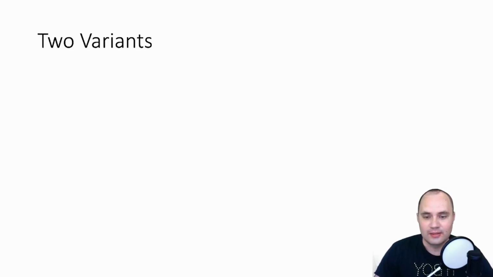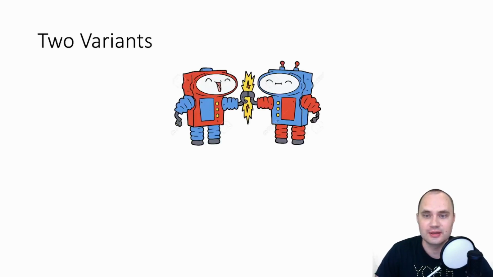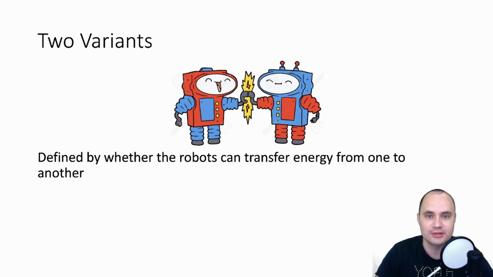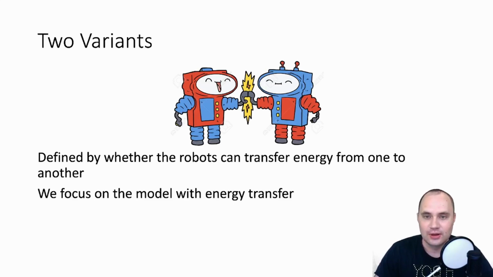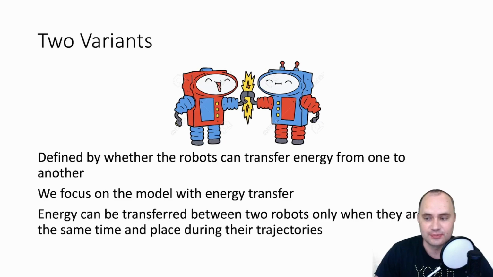Now, this model is not yet fully specified. There are many different variants of this model we might consider, but of particular importance to us are the 2 variants that depend on whether or not the robots can share energy. Can they transfer energy? In this paper, we focus on the model which allows energy transfer. This means that if 2 robots are present at the same place and time during their trajectories, then they can choose to transfer a portion or even all of the energy between the 2 of them.